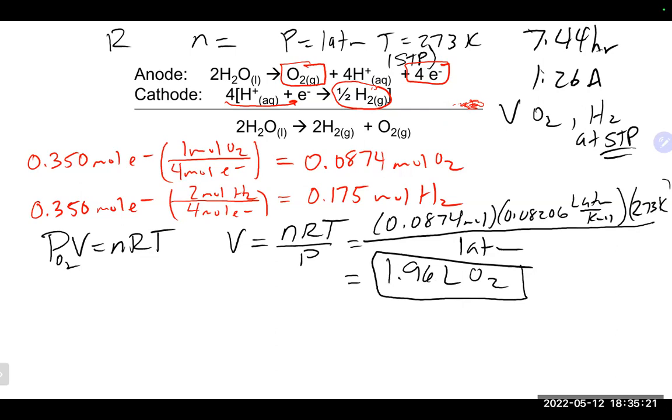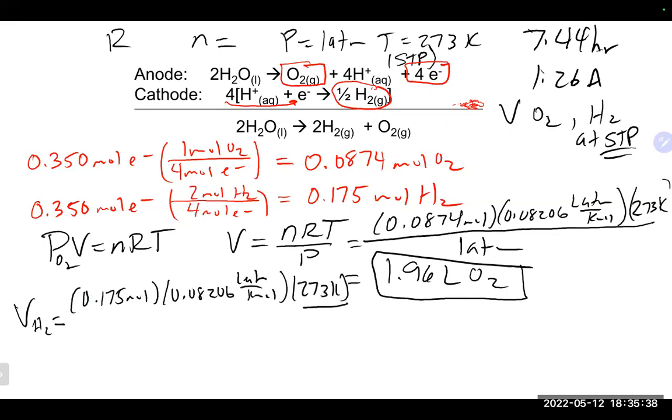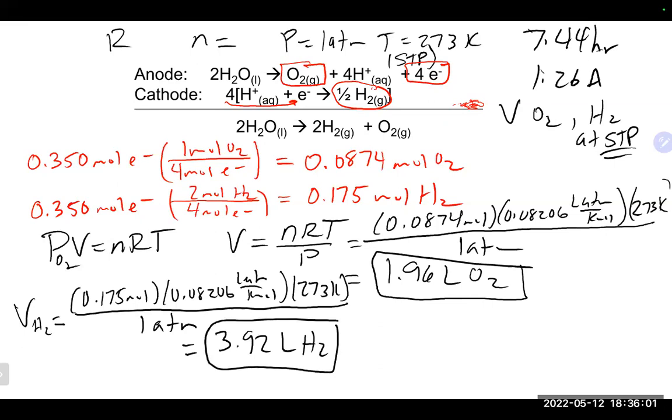Everything will be the same except that we will have a different moles, which would be 0.175, 0.08206, our 273 Kelvin, all once again divided by 1 atmosphere. And for our hydrogen, then, 0.175 times 0.08206 times 273 gets us about 3.92 liters of hydrogen would be collected in this case.